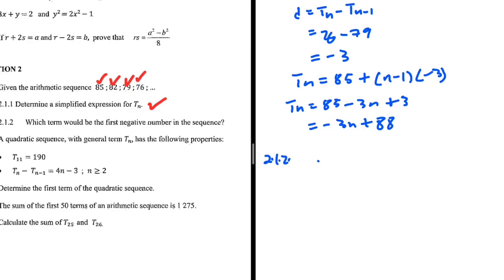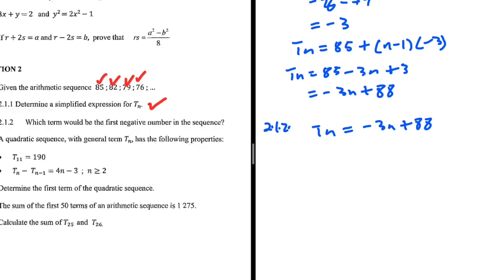Okay, we know that Tn is equal to minus 3n plus 88. So which term will be the first negative number? We are looking for minus 3n plus 88 to be less than 0. In doing this, we will easily find the value of n for which the terms will be negative.